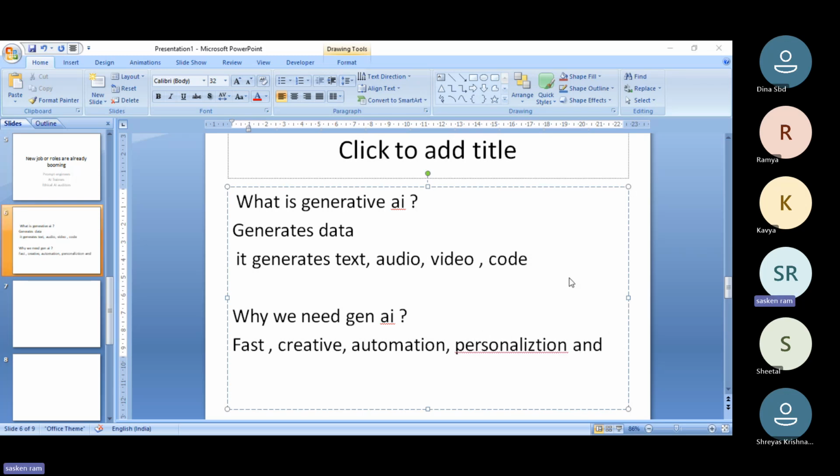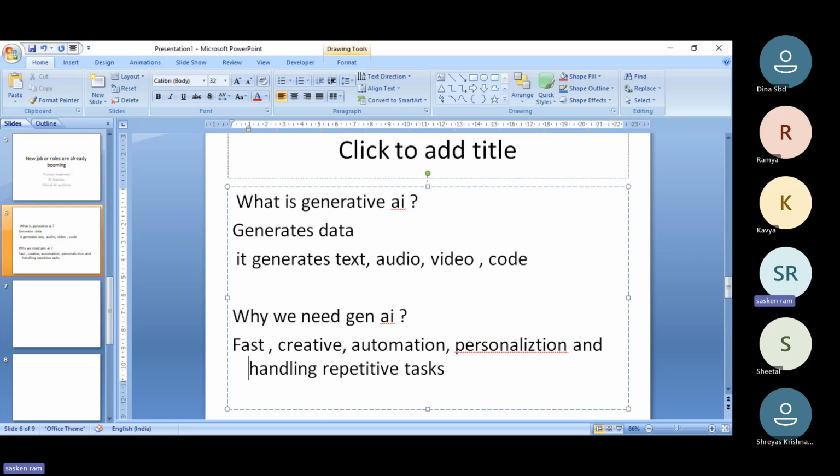Personalization, and what else? Handling repetitive tasks. If you wanted to automate any routine task, you can do it. For example, every week on Monday, you need to take the previous week's data and generate a report. Yes, you can automate it.